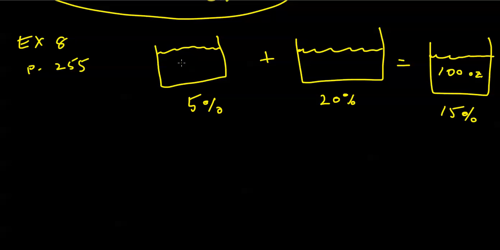I'm going to let X be the amount we put in at 5% and Y be the amount we put in at 20%. And of course the question is to solve for X and Y. From this diagram I can see that the volume of X ounces plus Y ounces has to equal 100 in the final solution, right?